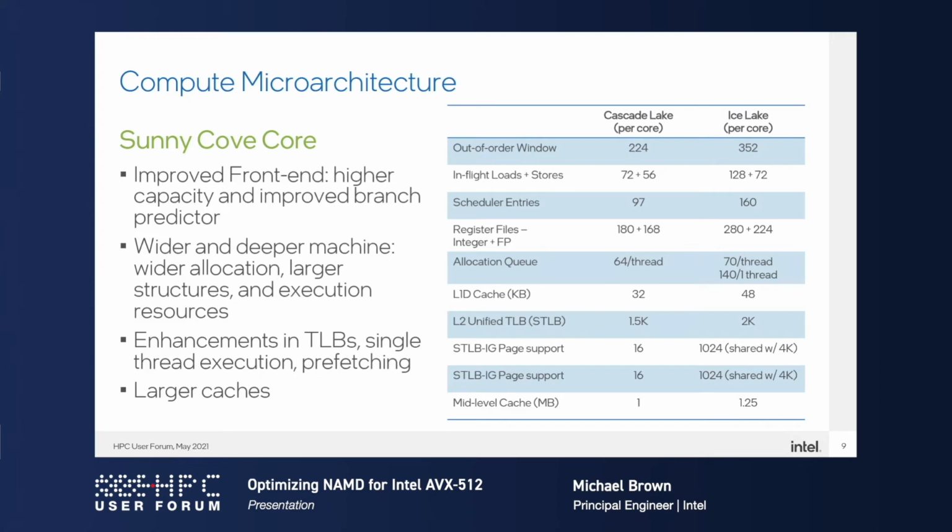Digging a little deeper into the compute microarchitecture, we see that we have an improved front end with higher capacity and an improved branch predictor. It is a wider and deeper machine with wider allocation, larger structures, and execution resources. There are enhancements in the TLBs, single thread execution, and prefetching, and there are significantly larger caches.